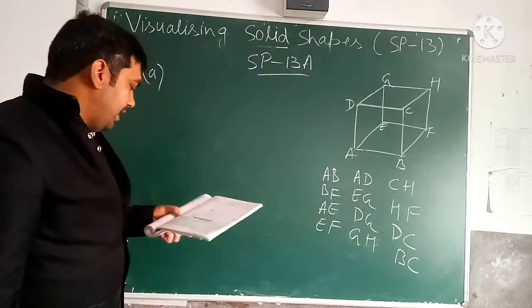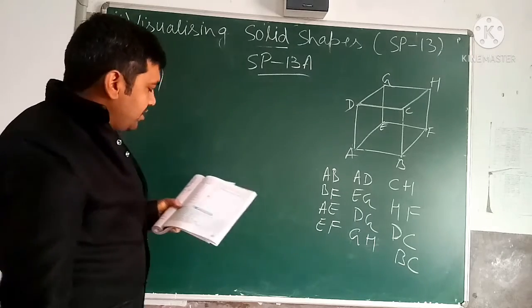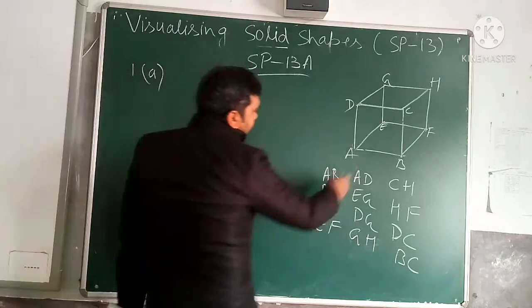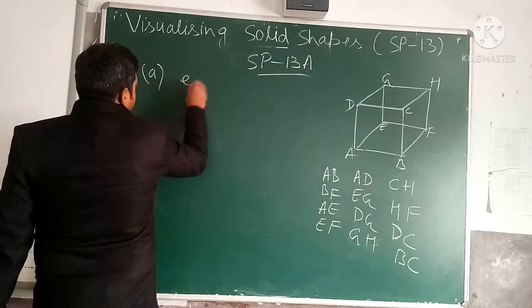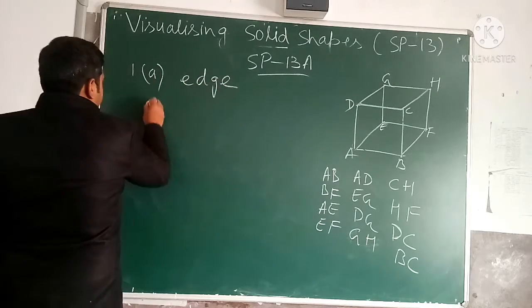Now fill in the blanks. First: the common portion of two adjacent faces of a cuboid is called an edge. So where the two faces meet is called an edge. First answer is edge.